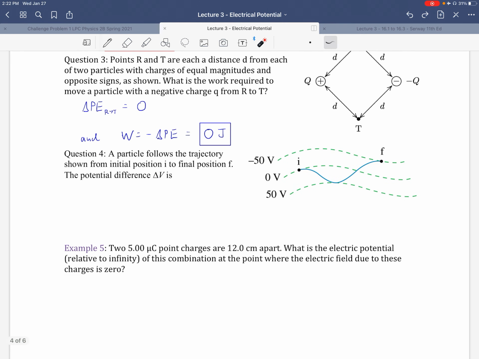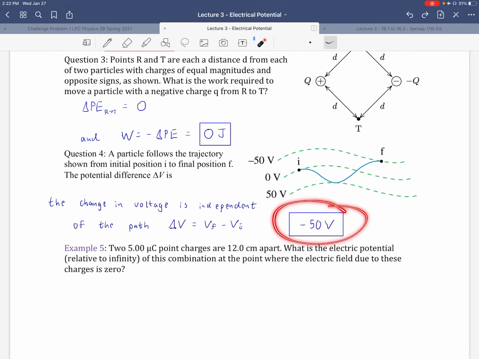Question 4. A particle follows the trajectory shown from initial position I to final position F. The potential difference delta V is what? So I start here, I meander over to positive 50, I cross back over, and then I finally end up at negative 50. Well, it's path independent. It doesn't matter that I went over here at all. It only matters the final state and the beginning state. So the change in voltage is independent of the path. Delta V is simply V final minus V initial. Scalars. Therefore the change is negative 50.